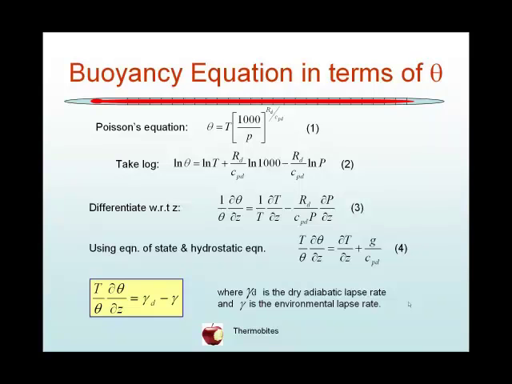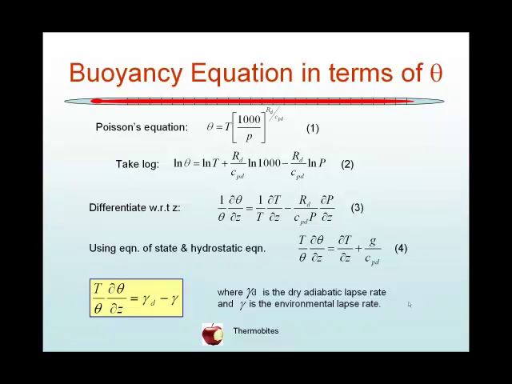So we have 1/theta dtheta/dz is 1/T dT/dz minus Rd/cpd by 1/p dp/dz. And we can replace p on Rd using the equation of state, or the ideal gas equation, and we can replace dp/dz using the hydrostatic equation. dp/dz is minus rho g. And so after that we end up with equation 4, that T/theta dtheta/dz is equal to dT/dz plus g/cpd.